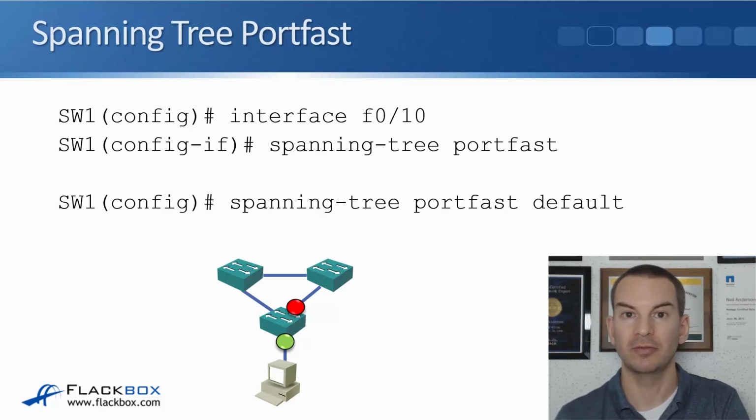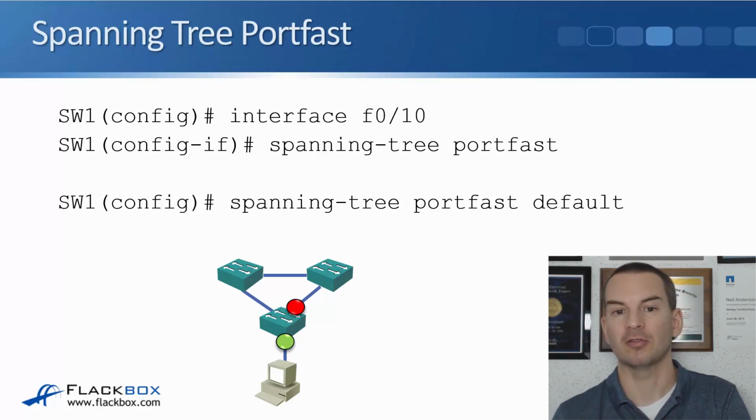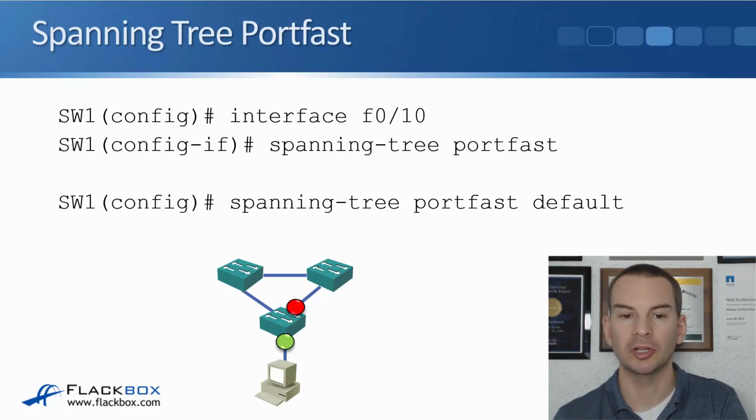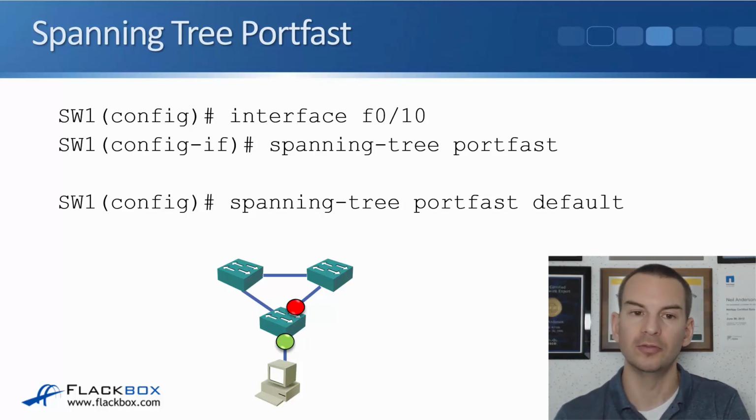So this is configured at the interface level. So here my PC is plugged in interface fast 0/10. At the interface config, I say spanning tree Portfast. It disables spanning tree from running on the port, and it will transition to forwarding immediately. You can also set all of your ports to be Portfast by default. To do that at global config, the command is spanning tree Portfast default. Then just make sure that on any ports that are connected to switches, enter the command no spanning tree Portfast on those ports.